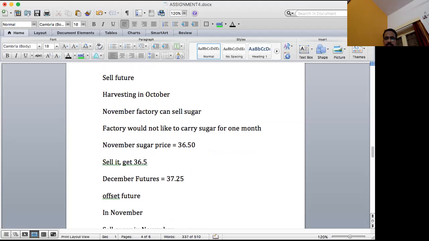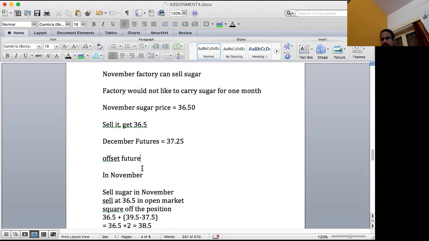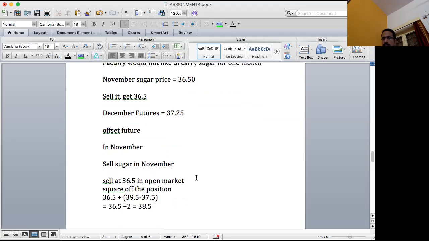Instead of going up, he sees 36.5. He sells. He does not worry. He sells it and gets 36.5. And when December comes, the future price is 37.25. He offsets the future in November, right? So in November only, what happens? He sells sugar at 36.5 in the open market and squares off the position.